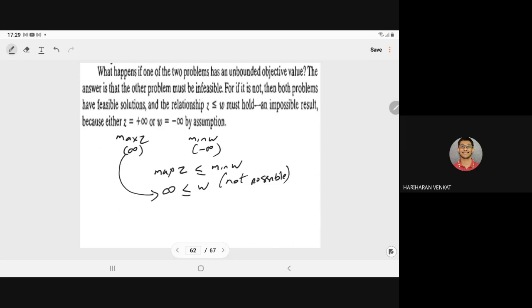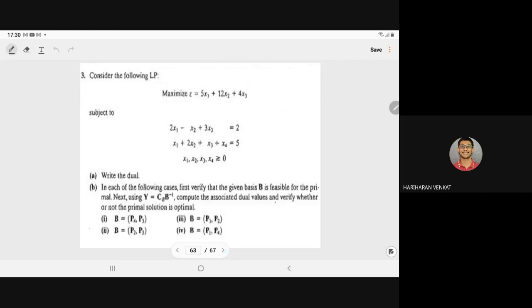If w is unbounded, can minus infinity be greater than z? Again, not possible. So now what is the conclusion? The same conclusion you are getting. If the primal is unbounded, then the dual cannot be feasible. Dual is always infeasible. Clear? Online clear? Yes, sir.